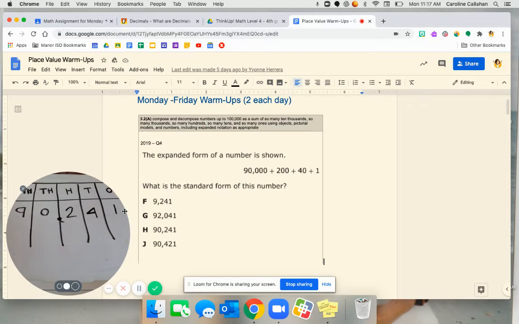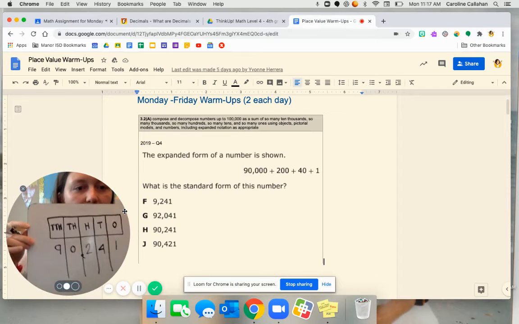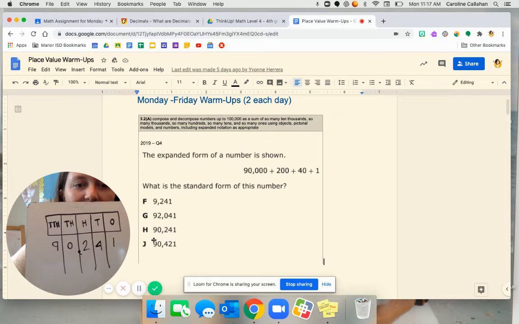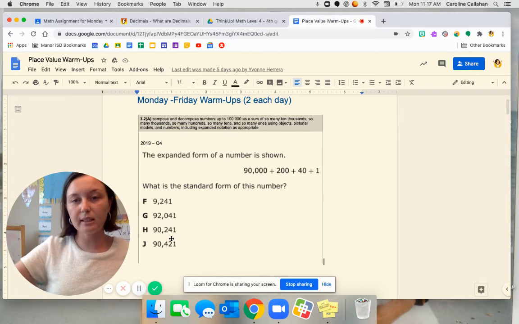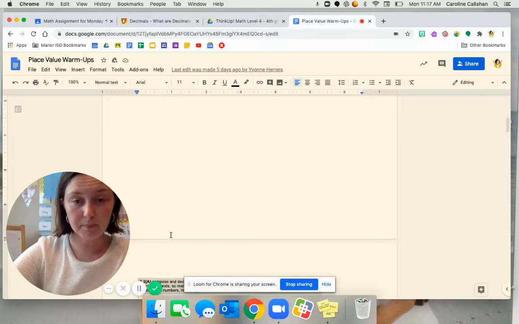And then I am going to look at my options, and it looks like 90,241 is option H. So I know that H is the correct answer choice. Okay, good job, guys. Now we are going to move on to number 2.